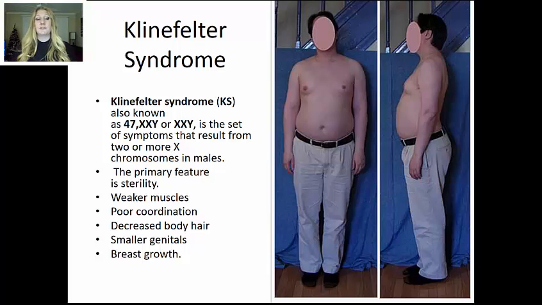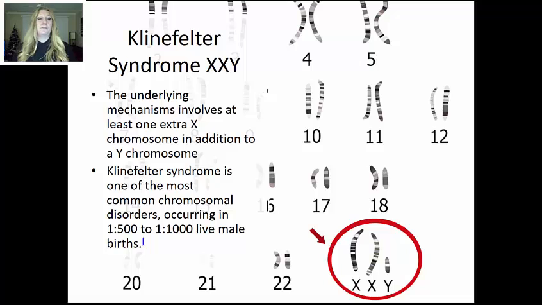Next, I'm going to talk about Klinefelter syndrome. In these cases, they are XXY, so they have an additional chromosome, which is the cause of Klinefelter syndrome. They are usually sterile, they might have weaker muscles and poor coordination. They can show smaller genitals, breast growth, and decreased body hair. So you see that it's basically a male that has been feminized by having the extra X chromosome.